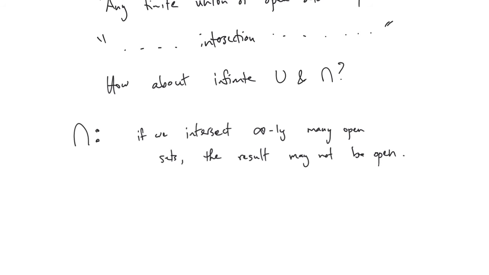Can anyone give me an example of that? This is something that should refresh or jog your memory if you think about some examples we did with nested intervals. Can you imagine a bunch of open intervals where, when you take the intersection of all of them, the result is not open anymore?